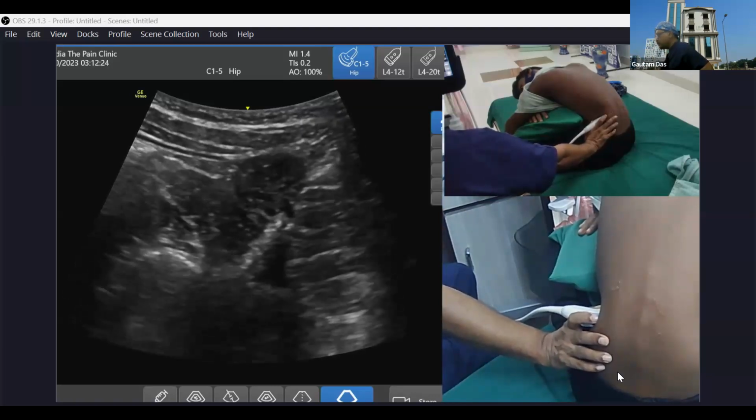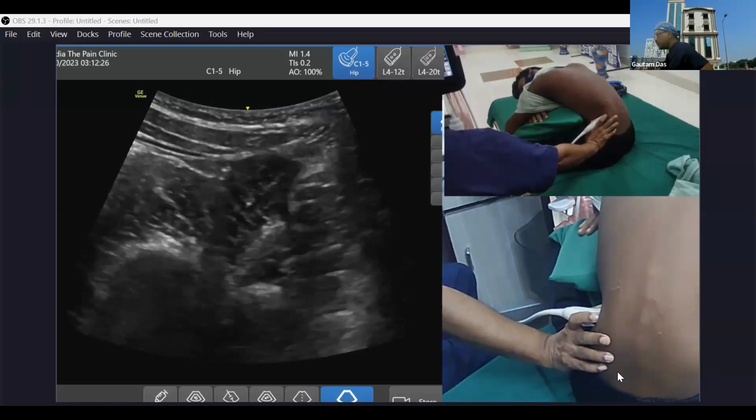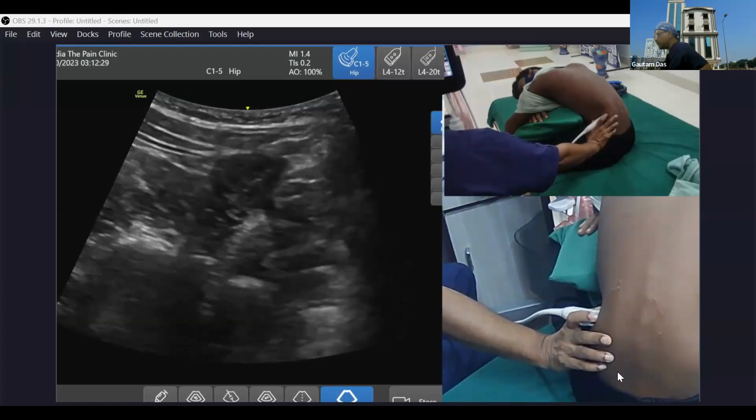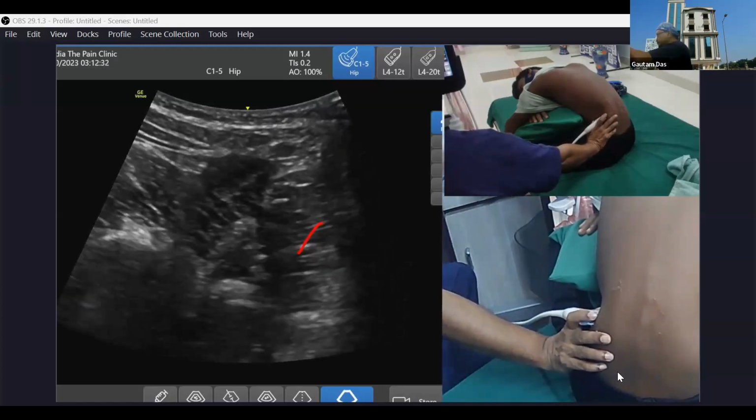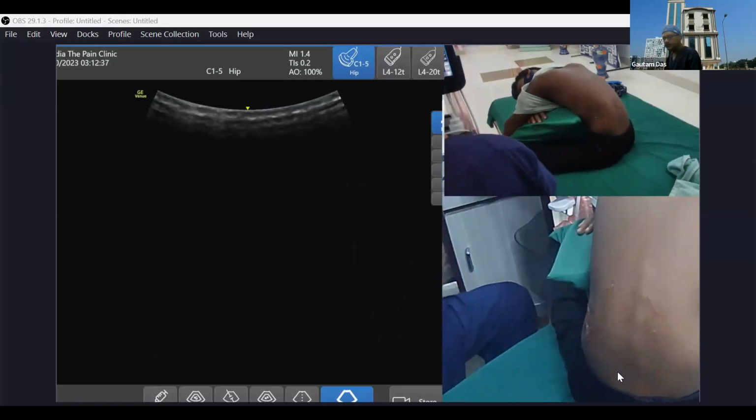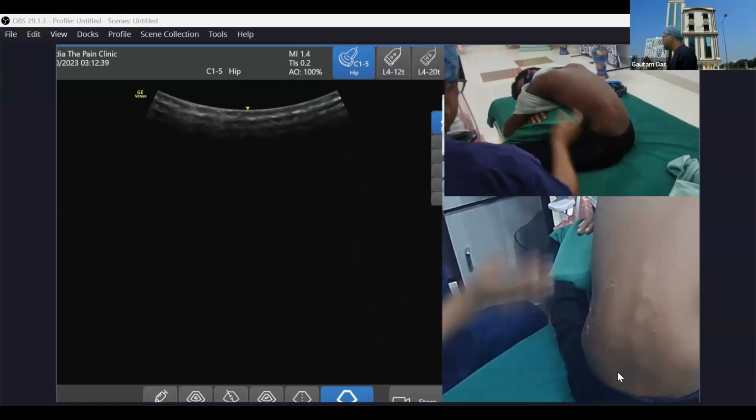Now the transverse process. Now the nerve root is not seen. Now the nerve root is seen. Now the transverse process, and posterior to that, this muscle is the erector spinae. Clear? This view? Okay.